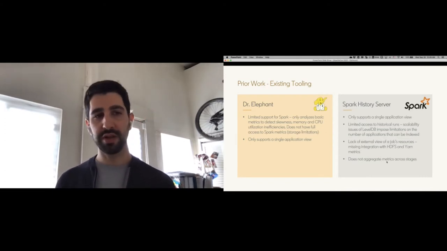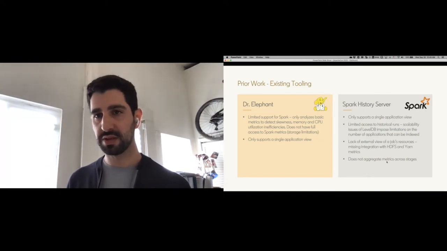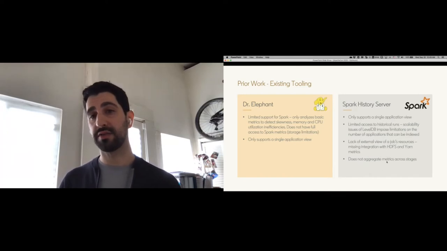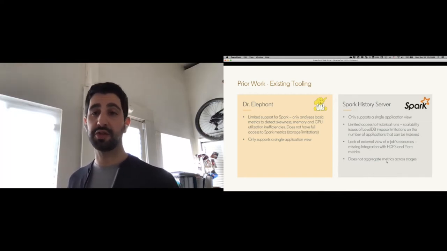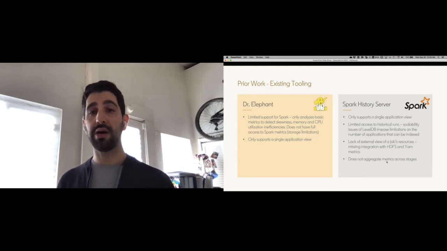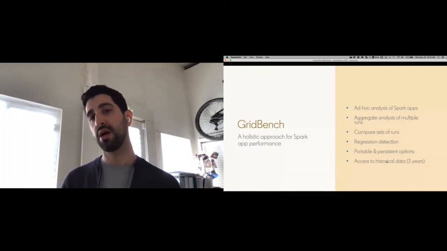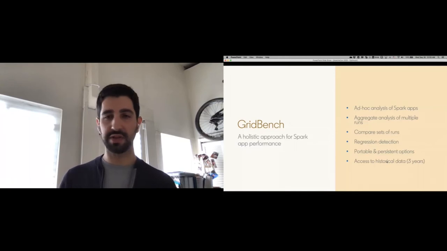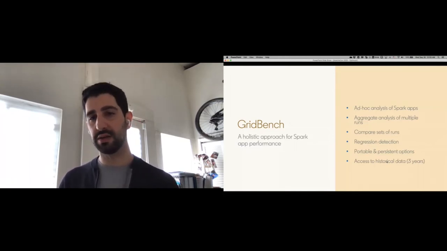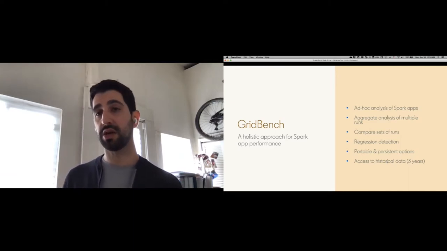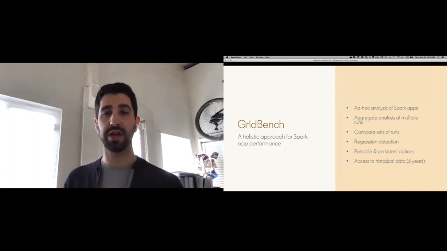So GridBench is a holistic approach for Spark application performance. We would want to do a few things here. We would want to provide ad hoc analysis for Spark applications, producing reports that users can dive into to figure out what's going on in their job through different stages, through different metrics, and so on. And then also allow aggregate analysis of multiple runs, so users can analyze their application behavior over time, across different times of the day, different types of input sizes, and so on. We would want to allow comparisons of different sets of runs, so a user can check what happened before and after a particular change.